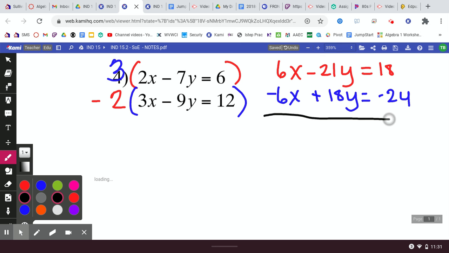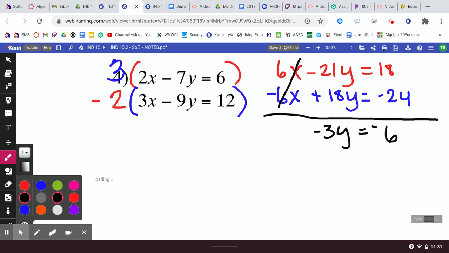Now I'm ready to draw my line because I've done manipulation on both. And I got what I needed. I got 6x and -6x, right? The numbers match, the signs are different. So they zero out or cancel out. Then I combine my y's. I got -21y and 18y, which is -3y. Make sure you take the sign of the bigger when the signs are different. And then 18 and 24, again, the signs are different, so I subtract. And I take the sign of the bigger, which is negative.